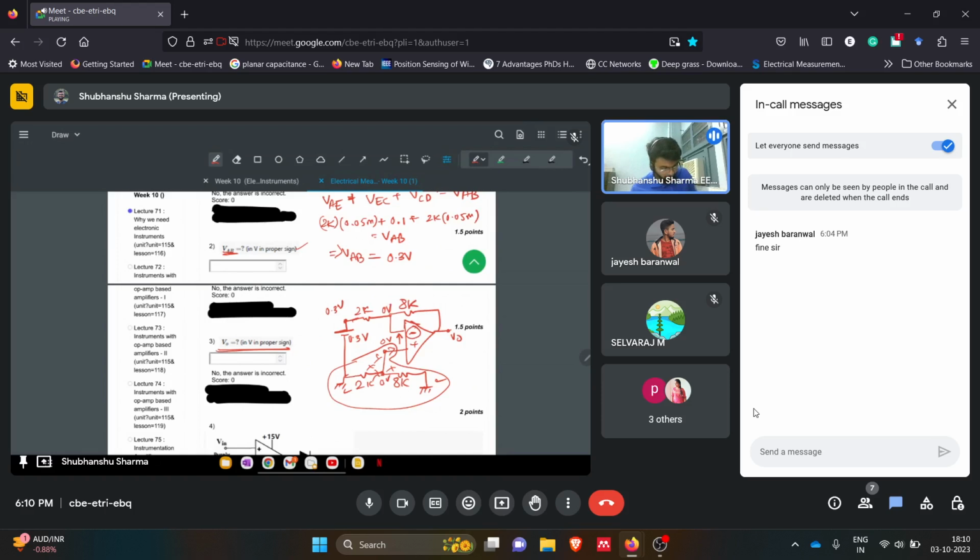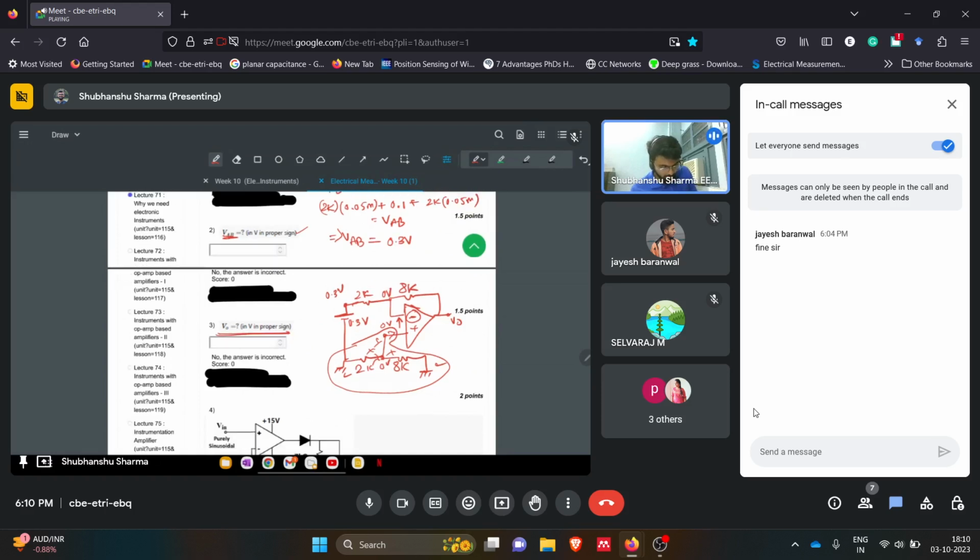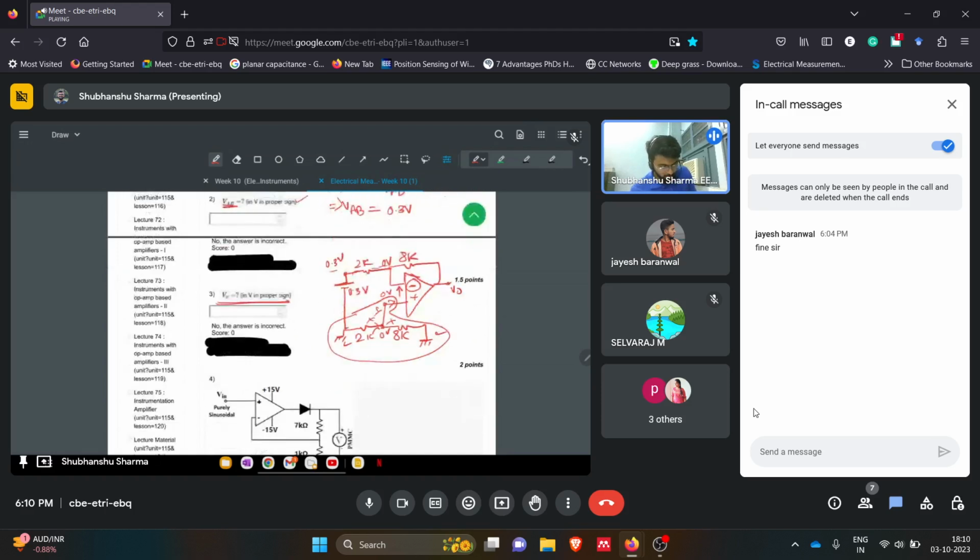Okay, so now I think it's straightforward. So we have 0.30 here. So what will be the current? The current will be 0.3 by 2K, and this same current I is flowing through this branch, the feedback of this operational amplifier. But it will be negative because this is 0 volts. So V naught will be minus 1.2 volts.